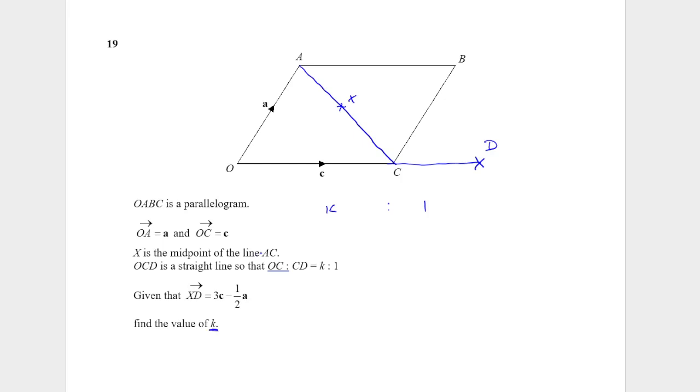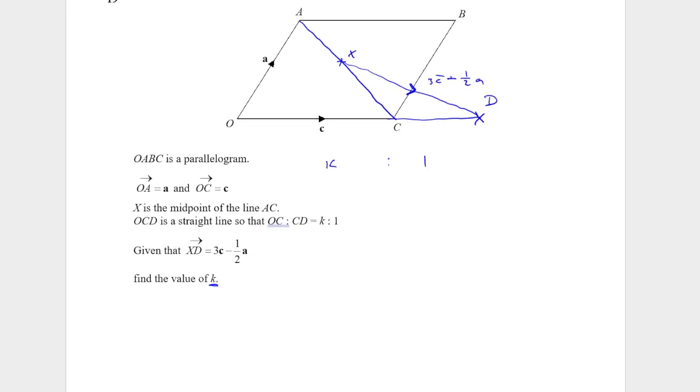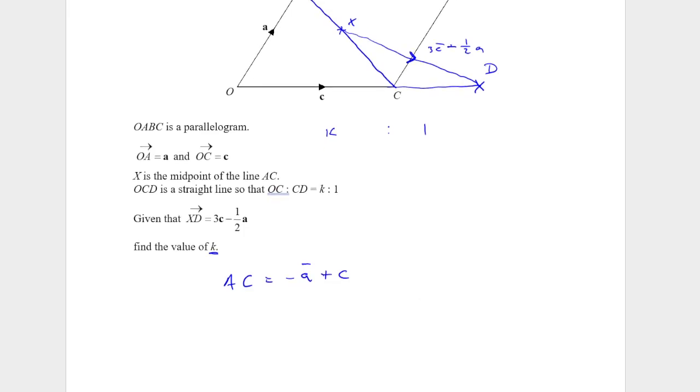Okay, so X to D is 3c minus a half a. So the way I'm going to do this is I'm going to say that A to C is going to be equal to minus a plus c. So X to C is going to be equal to a half of that.